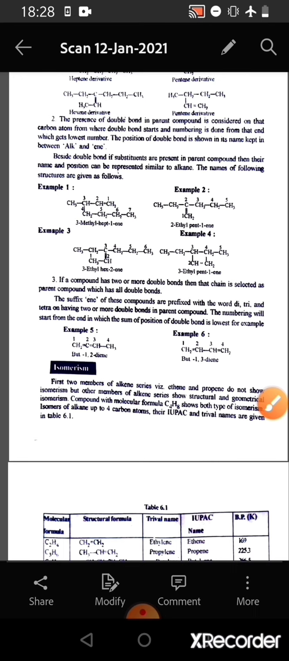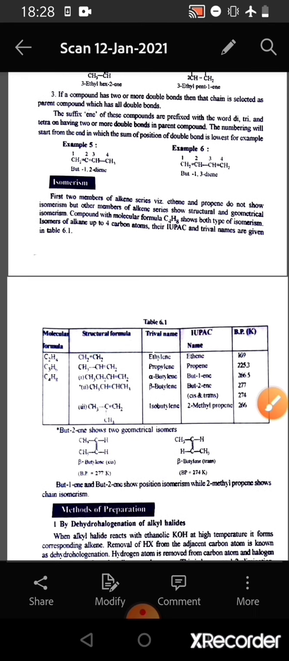Now we come to isomerism. The first two members of the alkene series, that are ethene and propene, do not show isomerism, but other members of the alkene series show structural and geometrical isomerism. Compounds with molecular formula C4H8 show both types of structural isomerism, that is, position and chain.